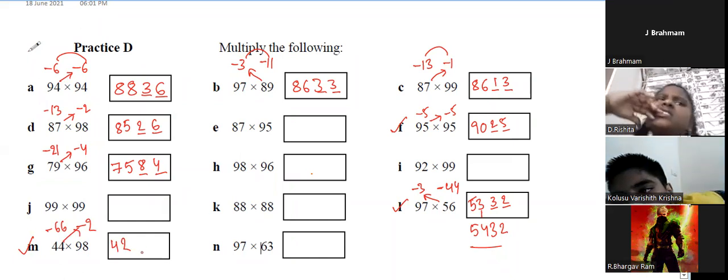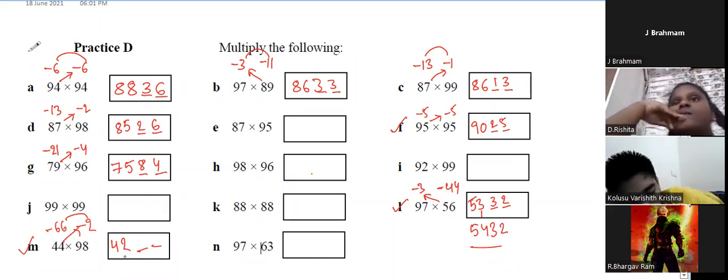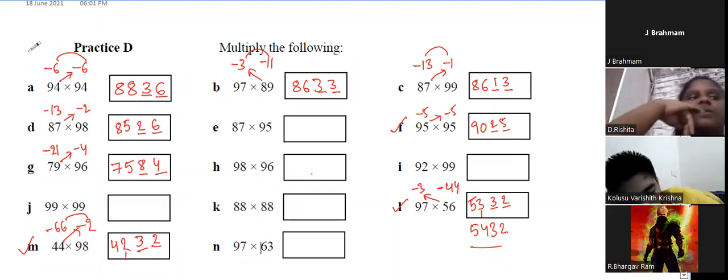How many digits required? Two digits, sir. Okay. And those two digits should be filled with? Sir, 66 twos, sir. Six twos, sir. 12, sir. 12. Okay. 120 plus 12 is how much? Sir, 132. 132. How to write 132? Sir, first we need to write 32, sir. And in the hundreds digit, we need to write 1. And the answer will be 4,332. Very good. Yeah, 4,332, correct.